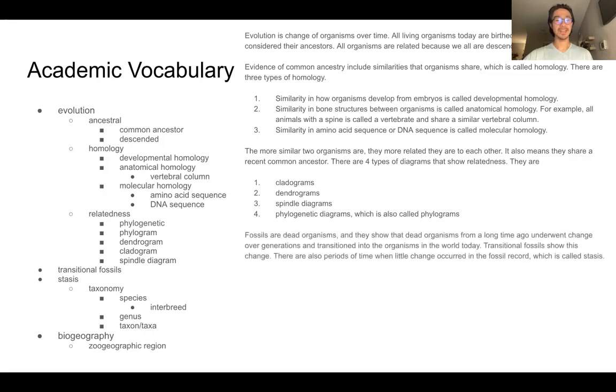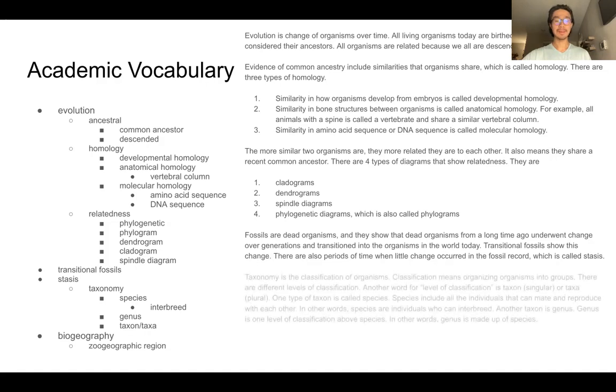Fossils are dead organisms, and they show that dead organisms from a long time ago underwent change over generations and transitioned into the organisms that we see in the world today. Transitional fossils show this change. There are also periods of time when little change occurred in the fossil record, which is called stasis.